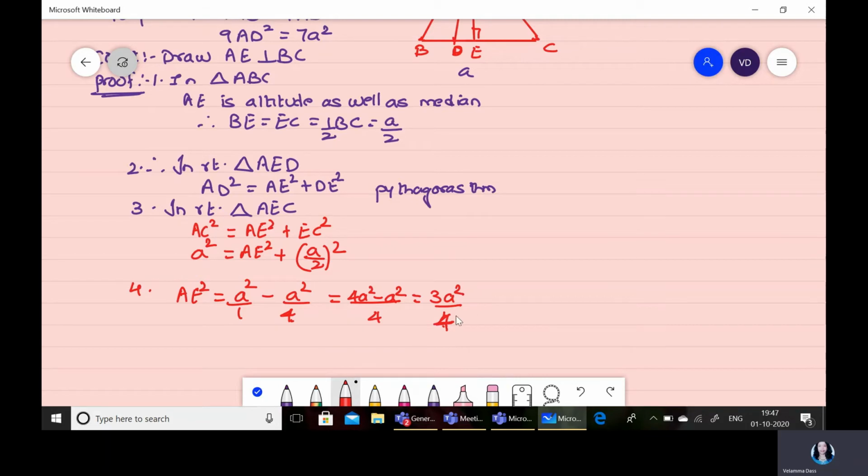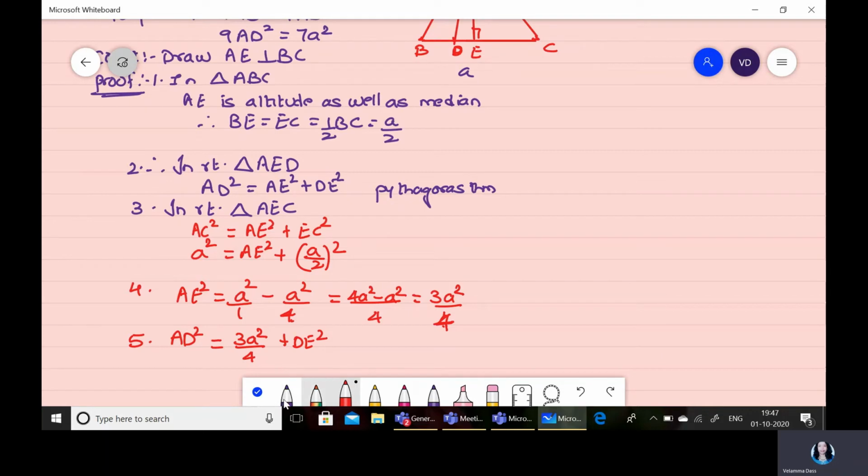Once we got this, can we substitute this? So we got the value of AE square, so we can substitute this. So we got AE square and we know what is DE. Correct? So here we'll substitute this. So we get AD square equals to 3A square upon 4 plus. Now we want DE square should also be written in terms of A. Let's try to find out how can we write DE in terms of A.